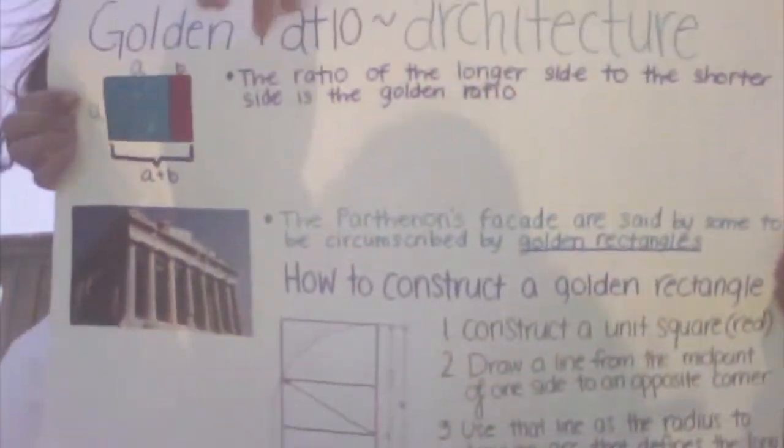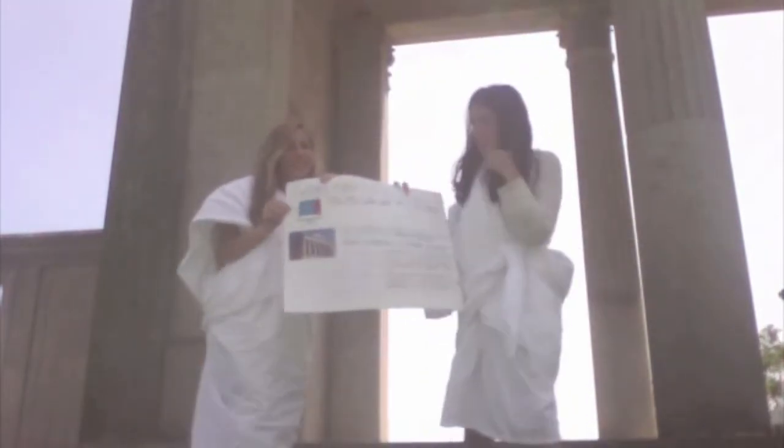In art, especially architecture, the golden rectangle is used because it is appealing to the eye. The ratio of the longer side to the shorter side is the golden ratio, as our poster shows. For example, the Parthenon's facade is circumscribed by golden rectangles.